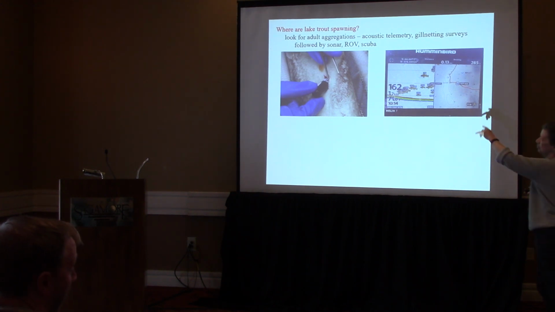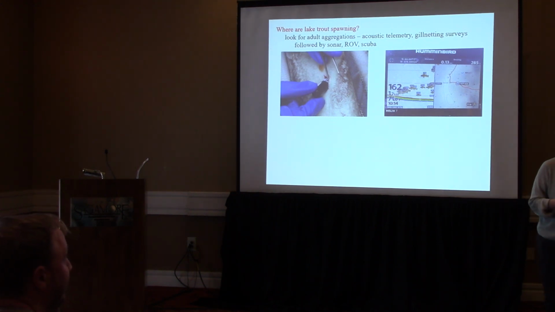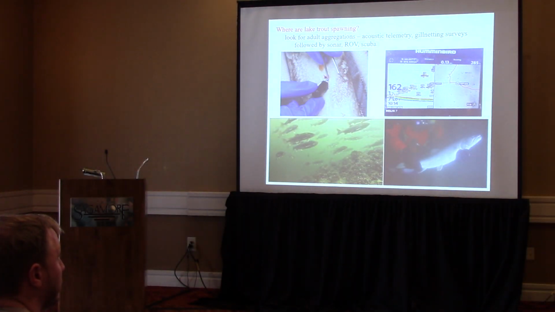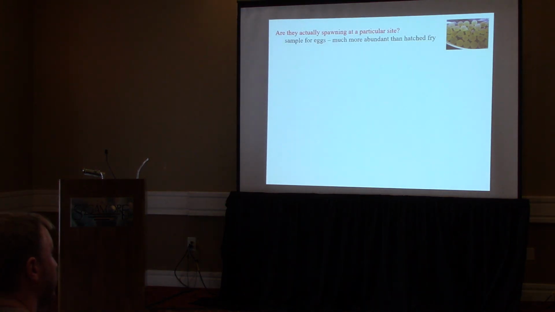I don't care what the government folks think they are. There are lots of big echoes in one place. They become very identifiable. It's a lake trout, and then you put your cameras down, and you put your divers down, and you see that there's adults down there. So, are they spawning there?